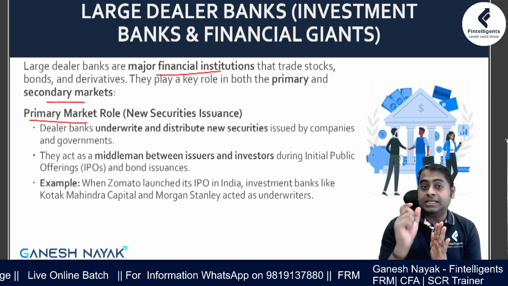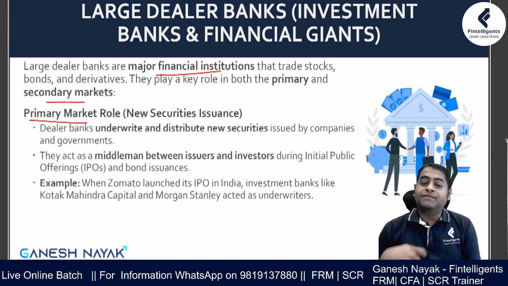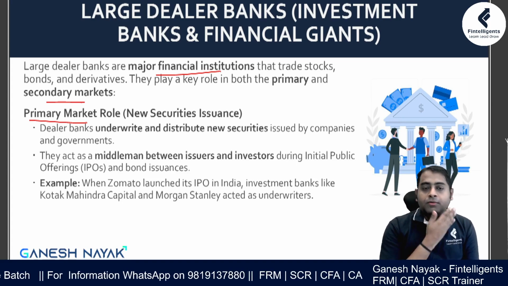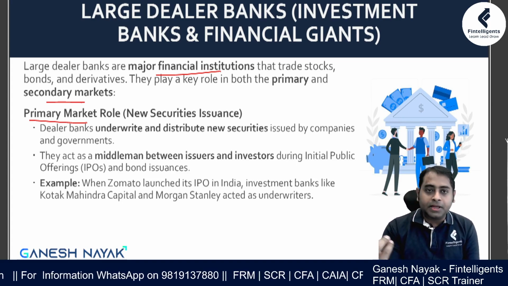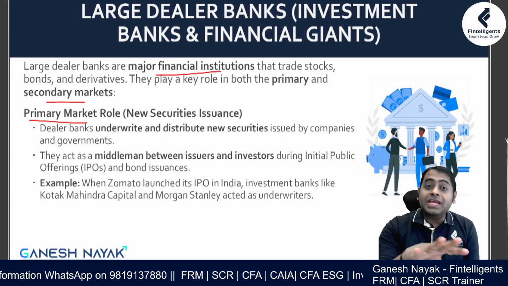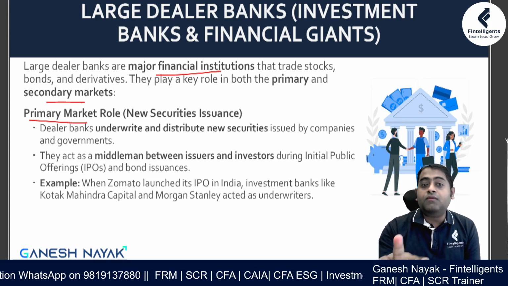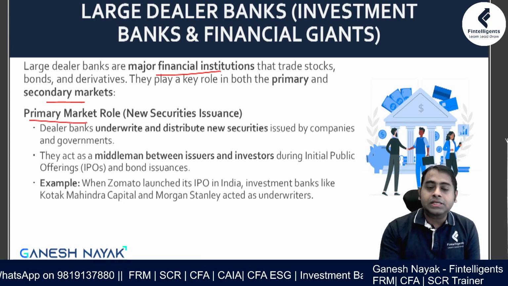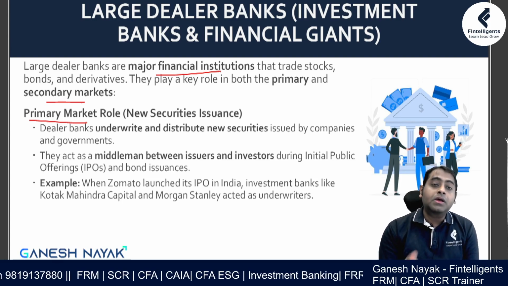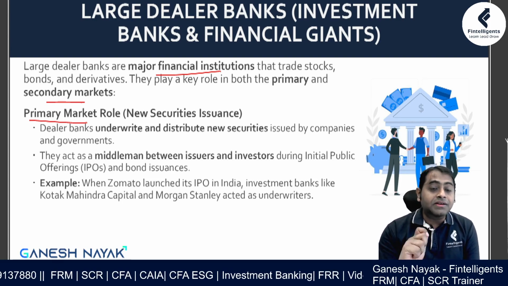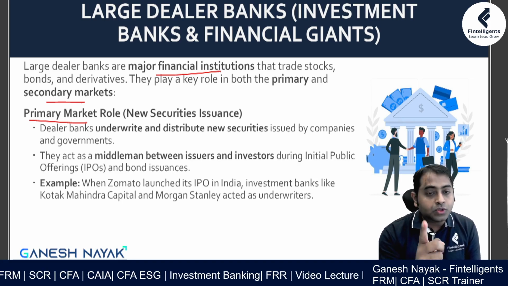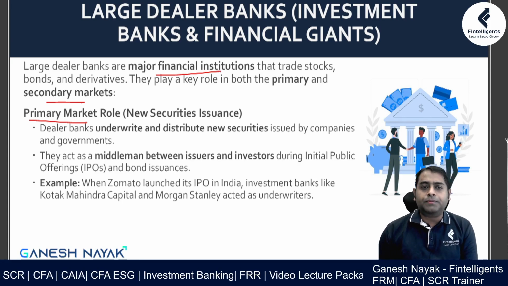Once this asset is sold, suppose I have sold a bond and I have got the money, I am gone. So Zomato has sold the bonds to the public, to the investors, received the money, and is gone. Now if the investors want to sell the bonds to somebody else, that will happen in the secondary market, because now the transaction is only happening between the investors or the traders. There's no transaction happening with Zomato.